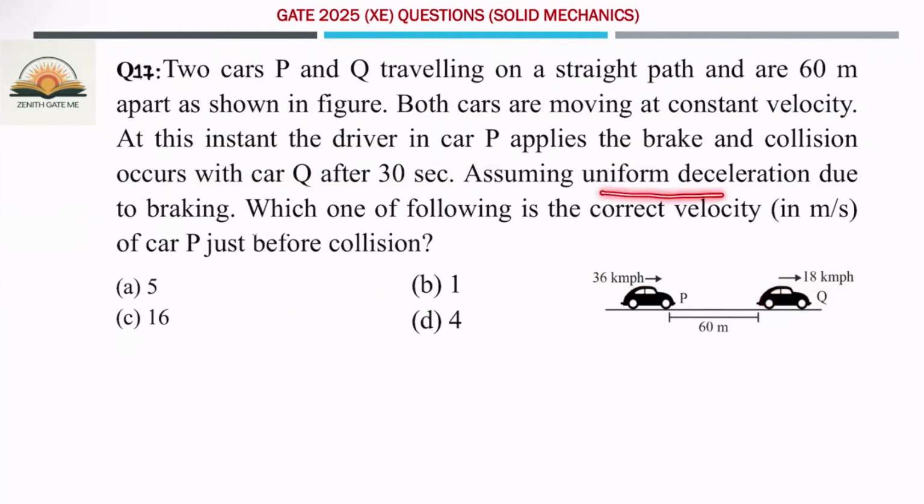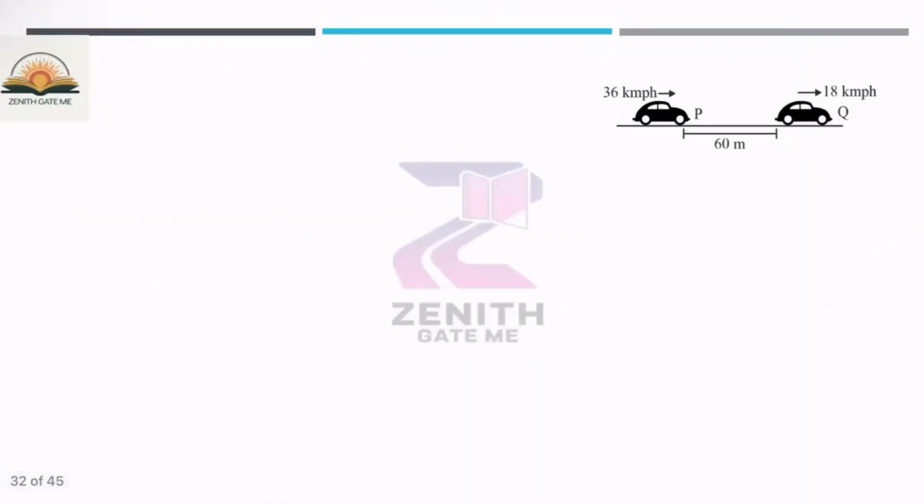So assuming uniform deceleration due to the braking, which one of the following is the correct velocity of car P just before the collision? You have to calculate. Okay, so the four options are given. So you have to calculate just before the collision, what will be the velocity of car P? Okay, so let's try to understand this problem.